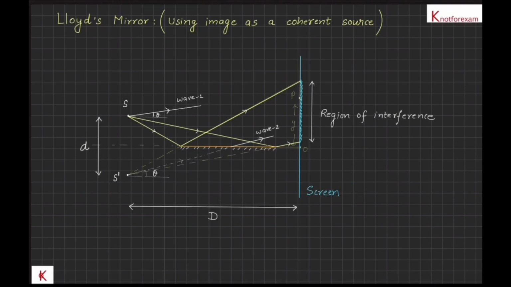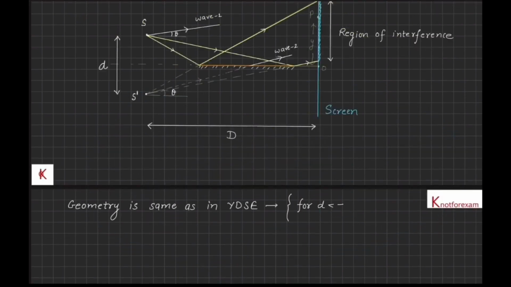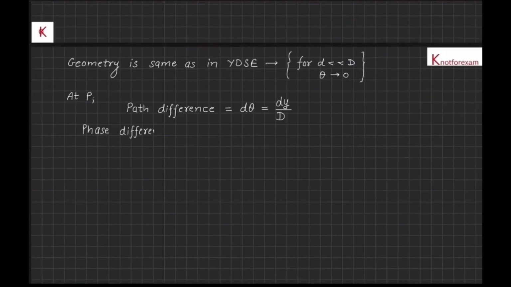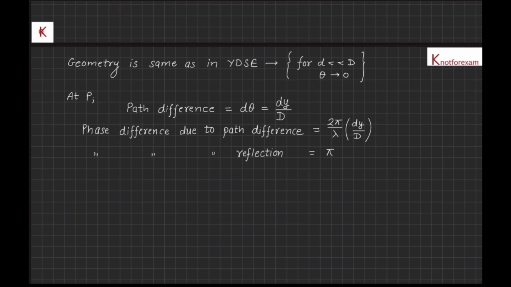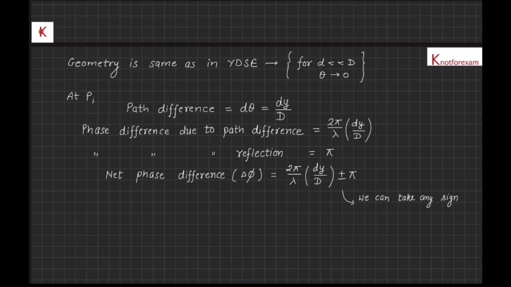The geometry of sources and screen is similar to that in YDSE, and for d very much less than D and θ tending to 0, at P the path difference will be dθ, that is dy/D, and the phase difference due to the path difference will be 2π/λ × dy/D, and the phase difference due to reflection is π. Therefore the net phase difference Δφ will be equal to 2π/λ × dy/D ± π. Here we can take plus π or minus π. For maxima, Δφ will be equal to 2nπ, and for minima, Δφ will be equal to (2n+1)π, where n is equal to 0, 1, 2, 3 and so on.